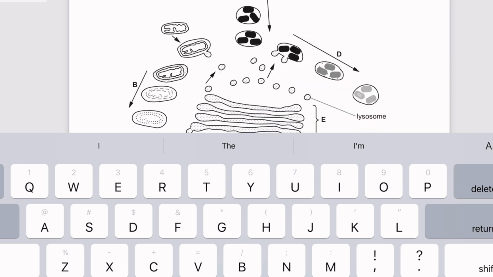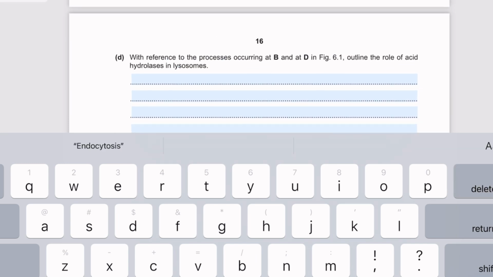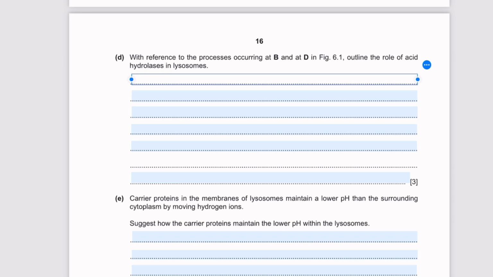Okay. Name the process by which bacterial cells are taken into the cell at C. Okay, that's endocytosis, the folding of the plasma membrane. Okay. With reference to processes B and D, outline the role of acid hydrolysis in lysosomes.